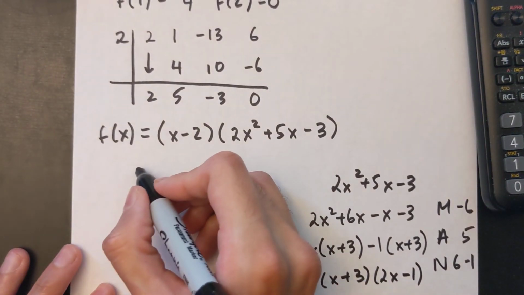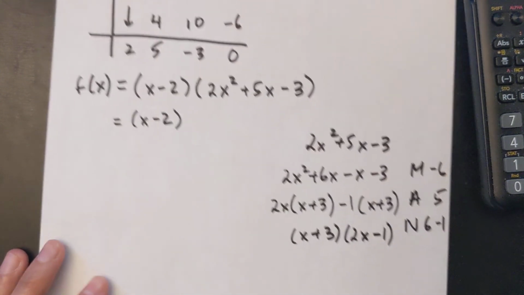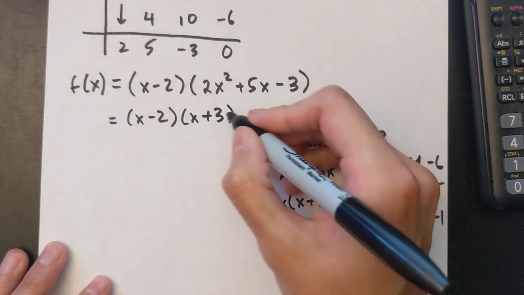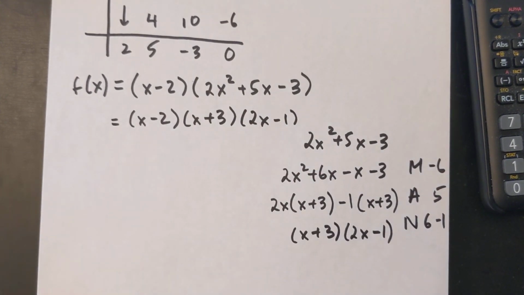So I can come back here and I can rewrite this as x minus 2, and then the factoring of this part, which I did with my man method, was x plus 3 and then 2x minus 1, and this is a fully factored equation.